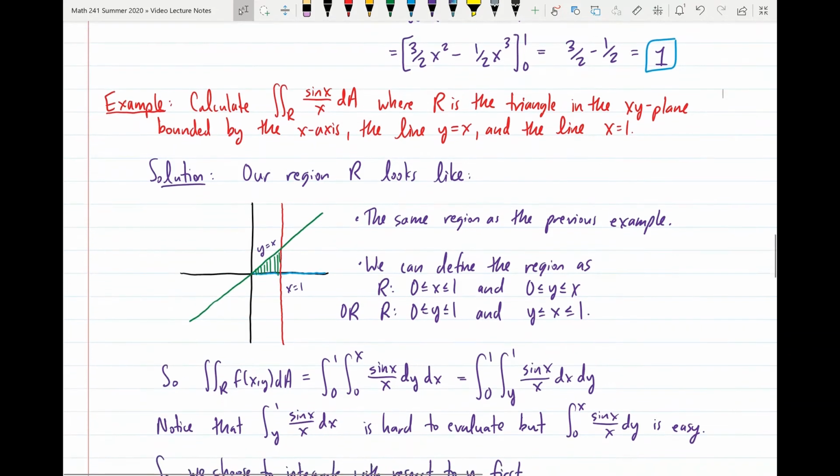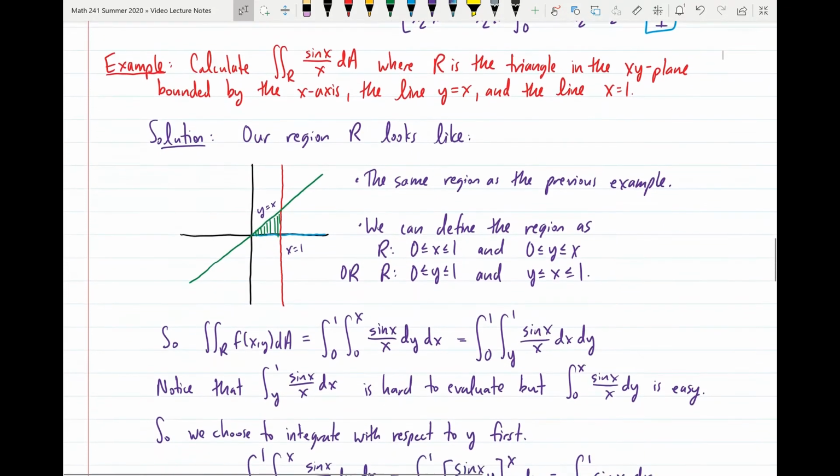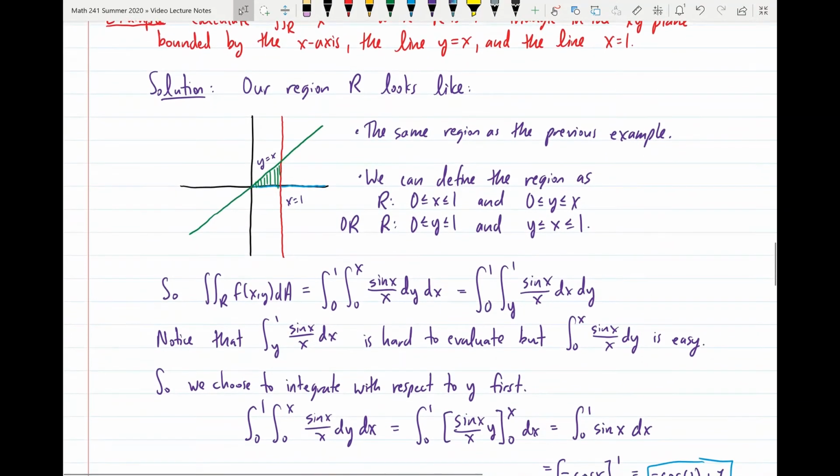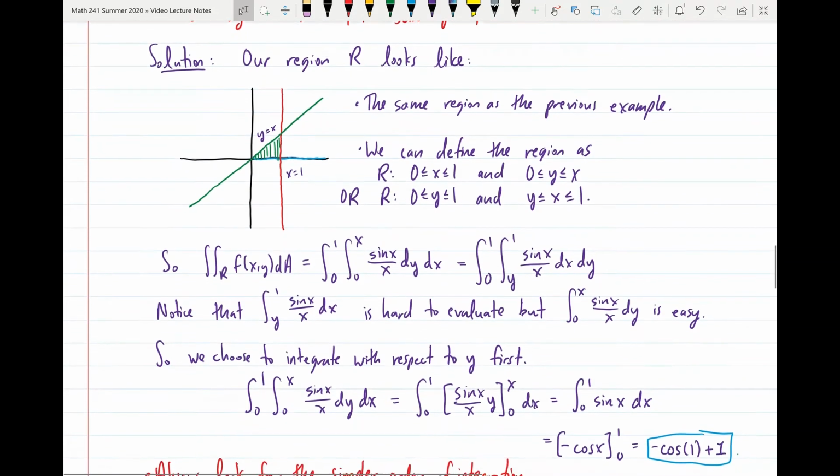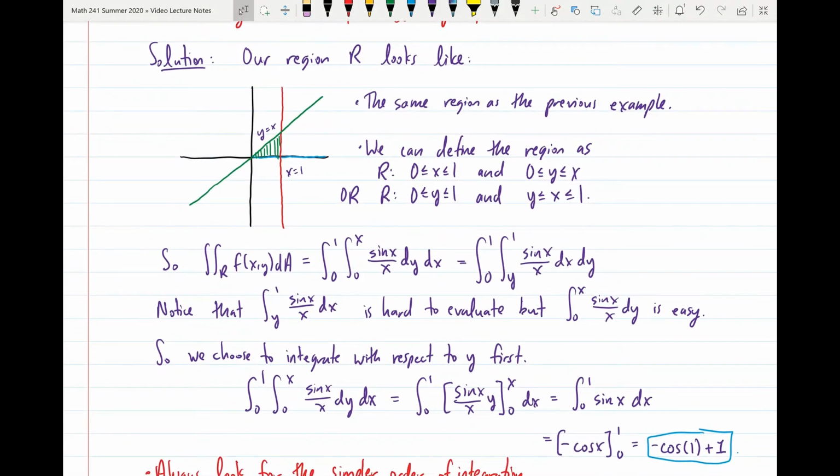So our region here is going to be the same region we had from the first example. It's just that triangle that I have drawn in the diagram there. So in this case, I want to make it known that we can define the region in a couple of different ways. So before, we said that the region could be described as the region where x is between 0 and 1, and y is bounded between 0 and x.